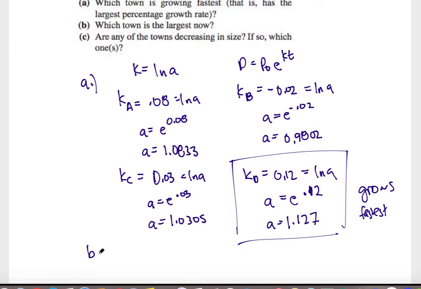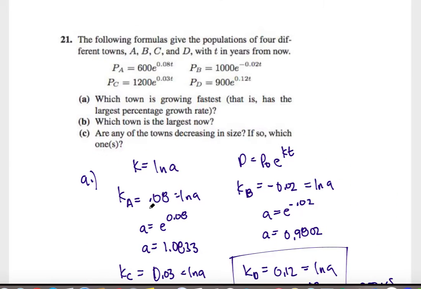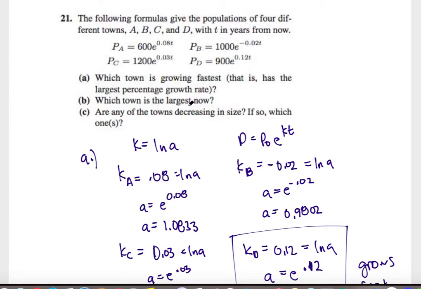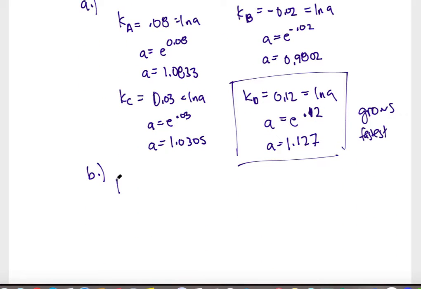B asks us, which town is the largest now? So we're assuming that now is the initial population. So that would just look at the initial populations, in which P initial is 1,200. So it's the largest to start.